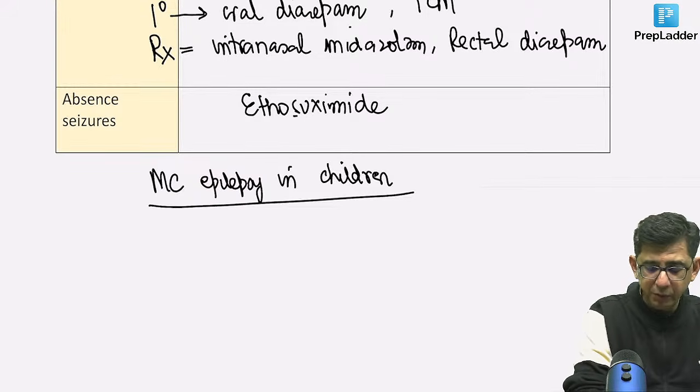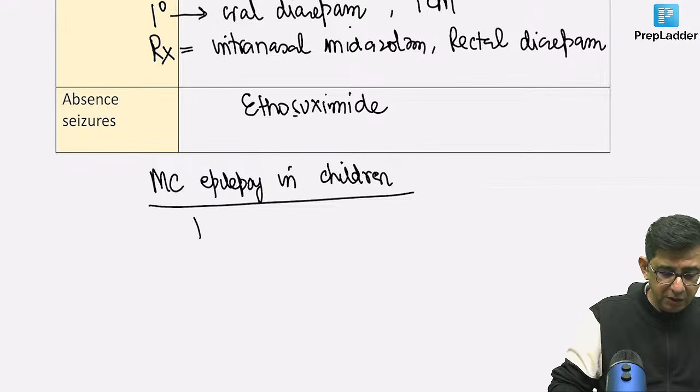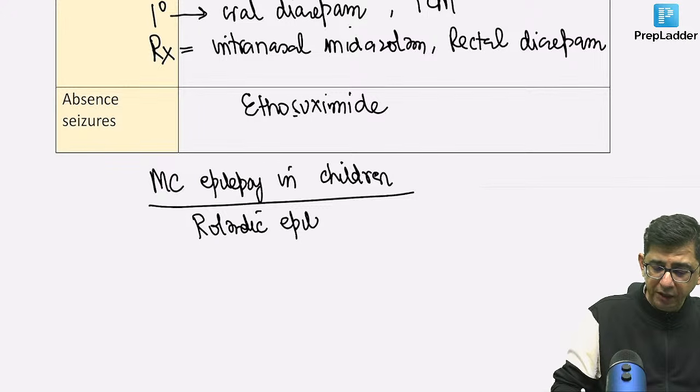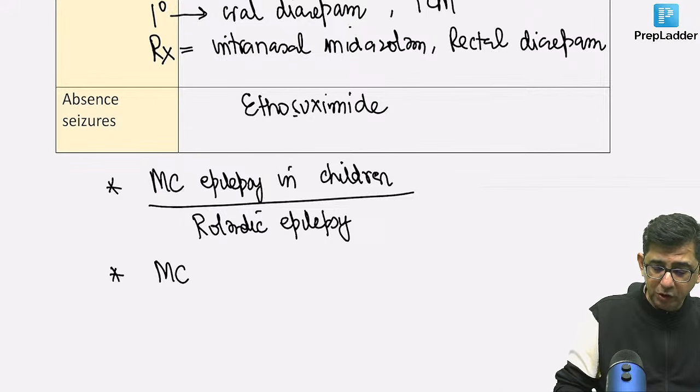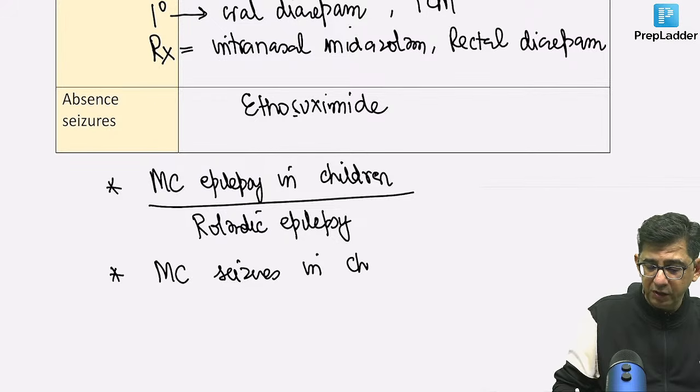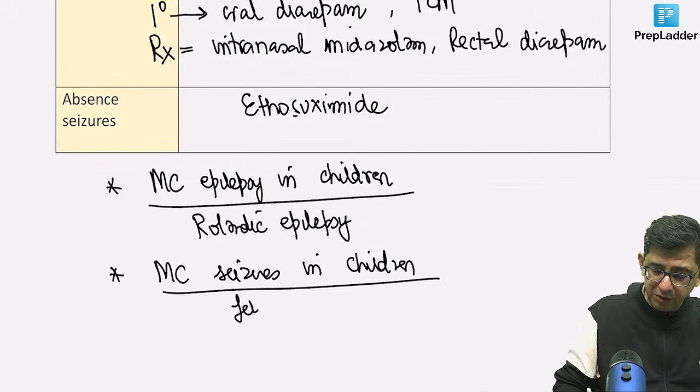The commonest type of epilepsy in children would be answered as Rolandic epilepsy. The Rolandic area is the motor area of the brain. So the most common epilepsy in children would be answered as Rolandic epilepsy. It is a focal seizure that would be occurring. Exactly. If the question asks what is the most common type of seizures in children, then your answer is febrile seizures. But if he uses the word epilepsy, then your answer would be Rolandic epilepsy.